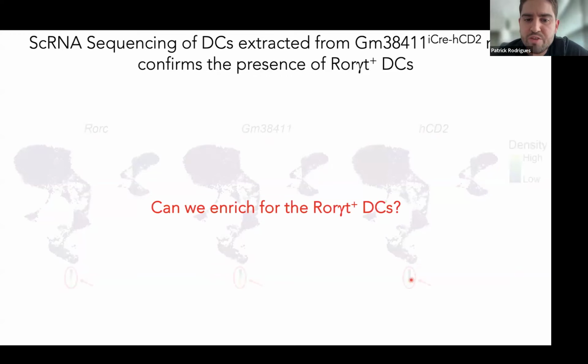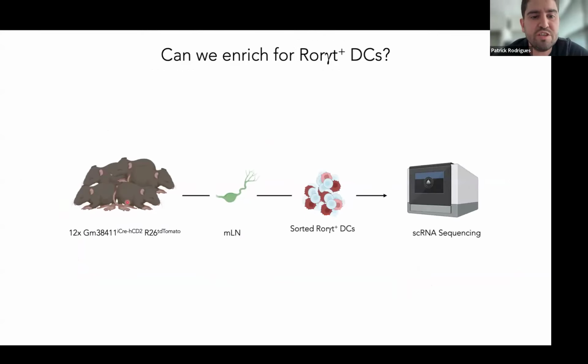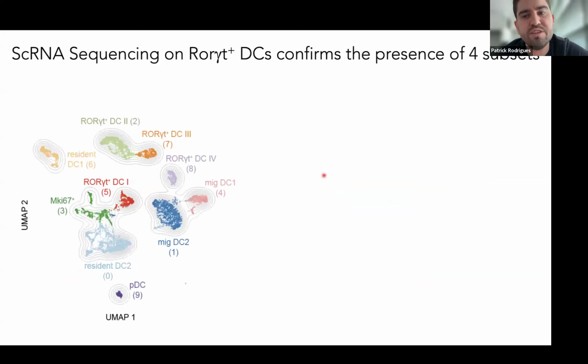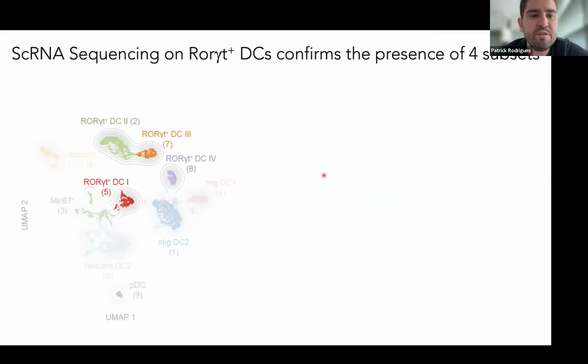But obviously, since we have such a tiny population, we were wondering whether we are able to enrich for the Rorg-T DCs by taking advantage of our reporter mouse line. So what we did was to sort-purify, from 12 to 15 day old pups, the mesenteric lymph node cells which were human CD2, so Rorg-T, positive. And then from all the cells we obtained, we performed single-cell RNA sequencing. And what you can see is that indeed, we are able to detect 4 subsets of Rorg-T DCs.